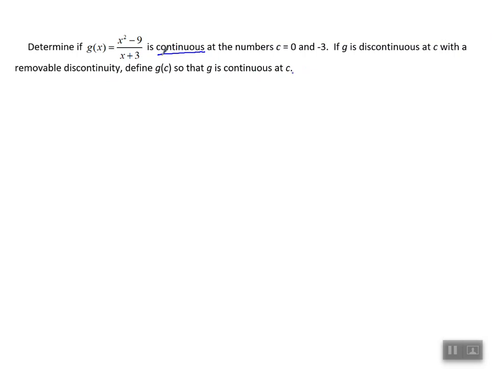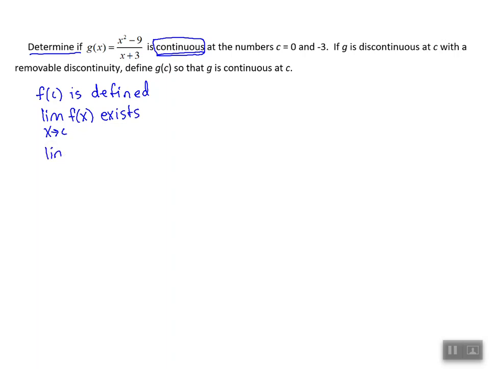So anytime that we're trying to determine if a function is continuous, we want to remember the three parts of our definition of continuity. So let's jot those down. f of c is defined. The limit as x approaches c of f of x exists, and then those two things equal each other. The limit as x approaches c of f of x equals f of c. It's very important that we think of it exactly like that every time we're talking about continuity, so we might as well jot it down.